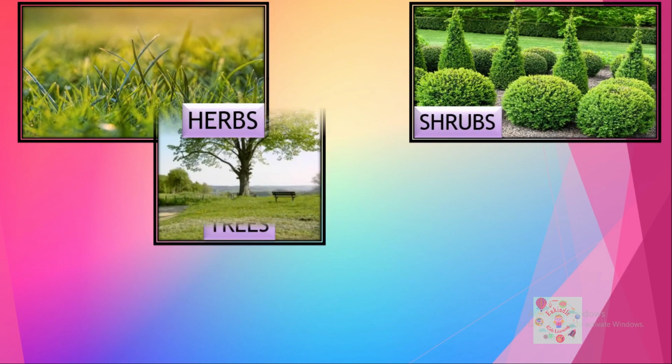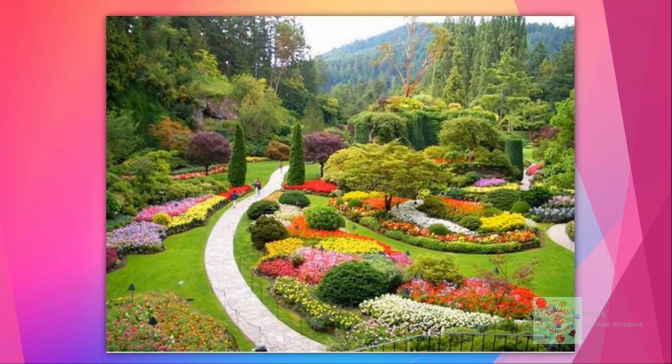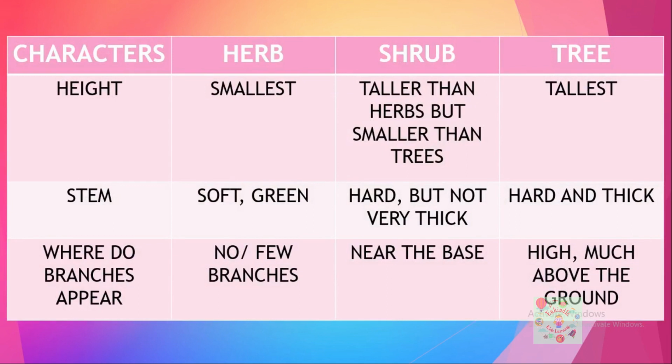So now can we clearly differentiate between herbs, shrubs and trees? Let's try to do that. In this picture, is it possible for you to clearly differentiate between herbs, shrubs and trees? These plants over here, these are called as herbs, whereas these are called as shrubs and these are called as trees. Alright, so in this table, we have clearly differentiated between the herbs, shrub and tree depending upon their characters.